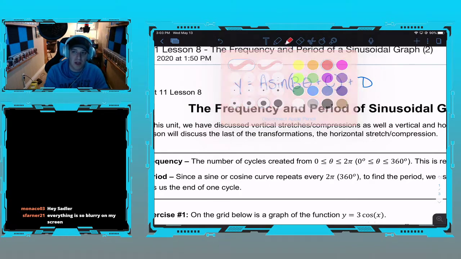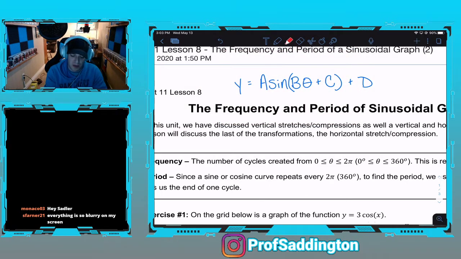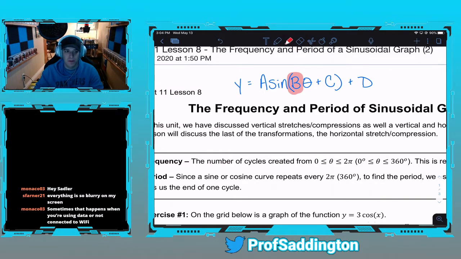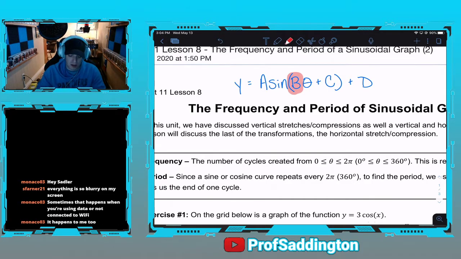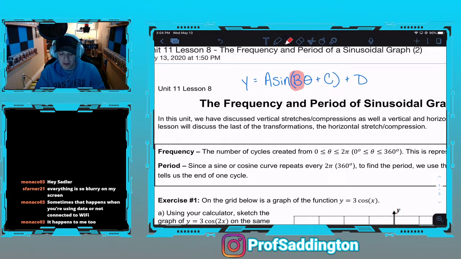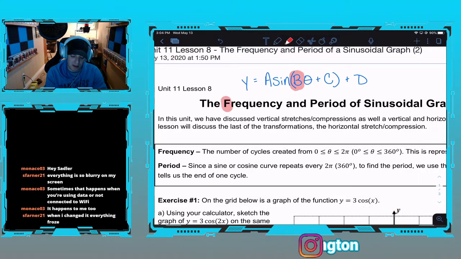Alright, but back to what I was saying. Today we're going to focus on this letter right here, the letter B, which was on the inside of the parentheses. We're going to focus on it today, and we're also going to focus on it tomorrow. So that B value is known specifically as frequency.